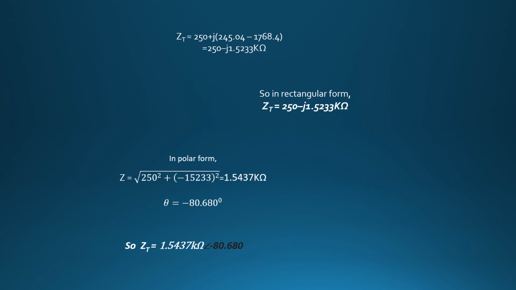And to convert them into polar form, we have Z is equal to 1.5437 kilo ohms and theta is equal to tan inverse of b by a, which is minus 80.680 degrees. So Z total in polar form is equal to 1.5437 kilo ohm and angle minus 80.680.